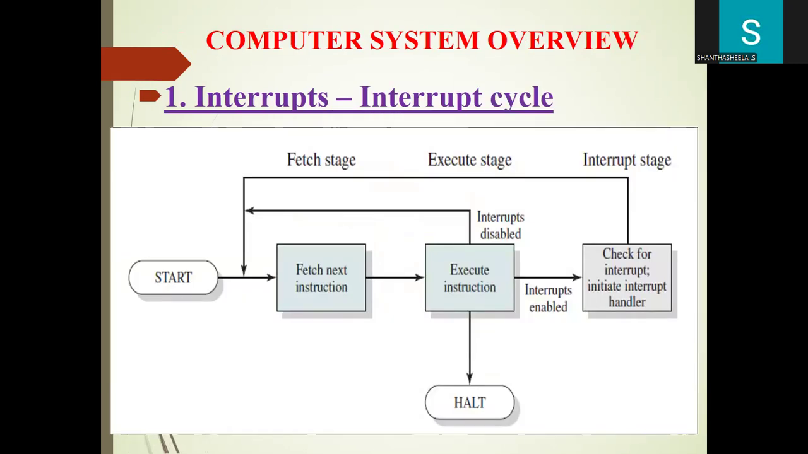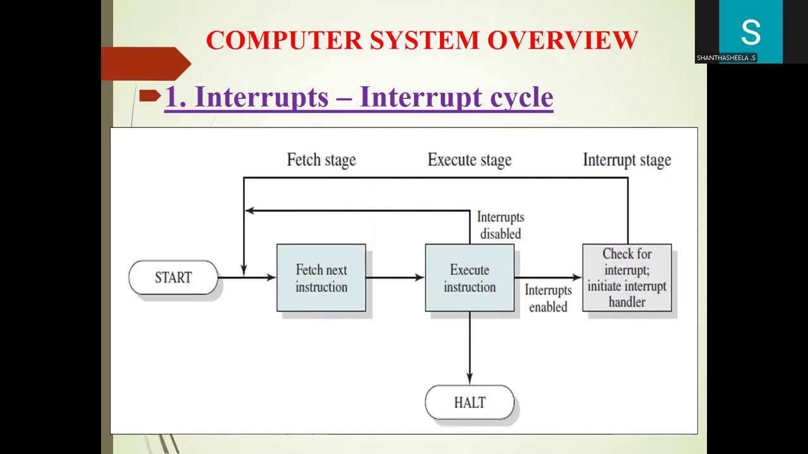Then moving on to the interrupt cycle. Whenever an instruction has to be executed, first the instruction will be stored in the main memory, and from the memory it has to be fetched and given to the execution unit for execution. During the execution of an instruction, if any interrupt has to be serviced, then the corresponding interrupt handler has to be executed. Such a stage is referred to as the interrupt stage.